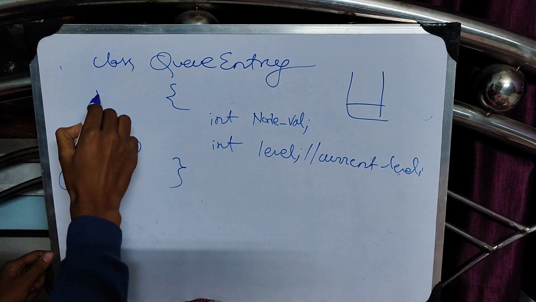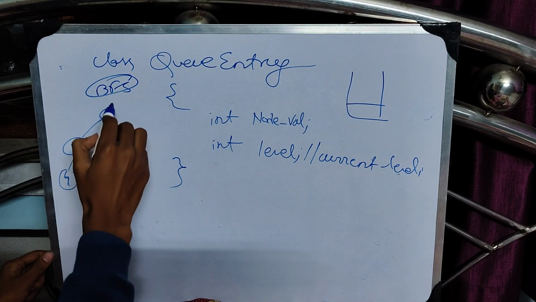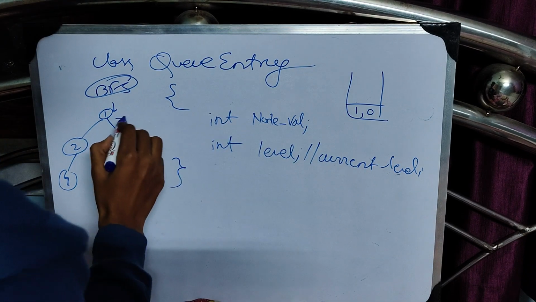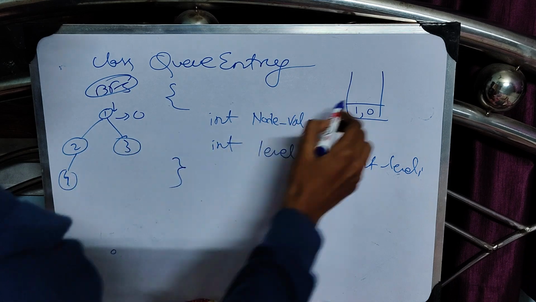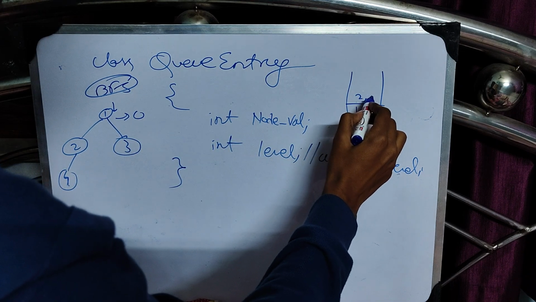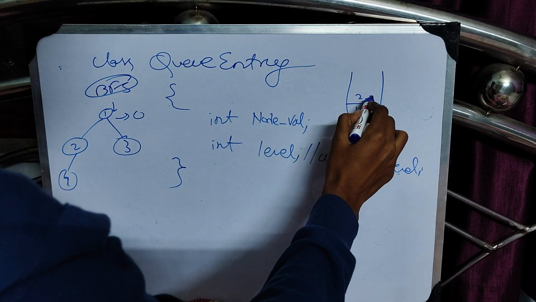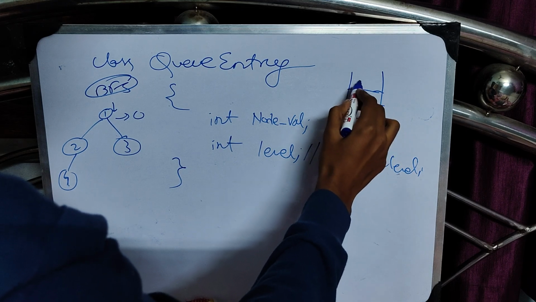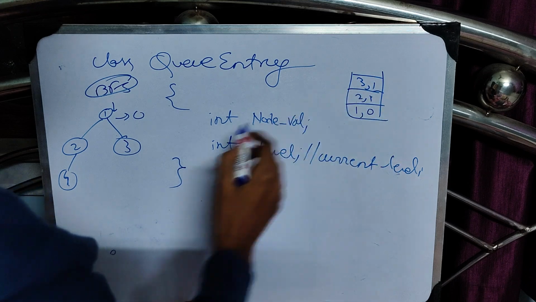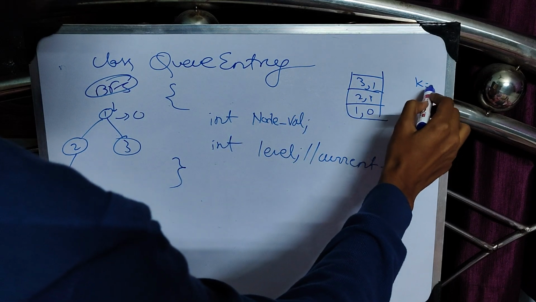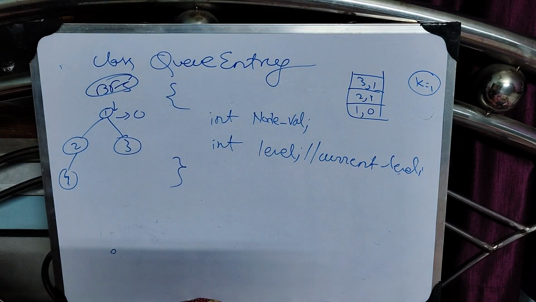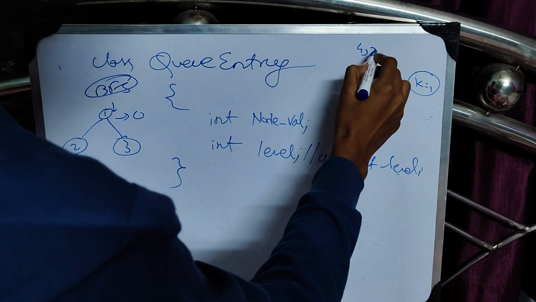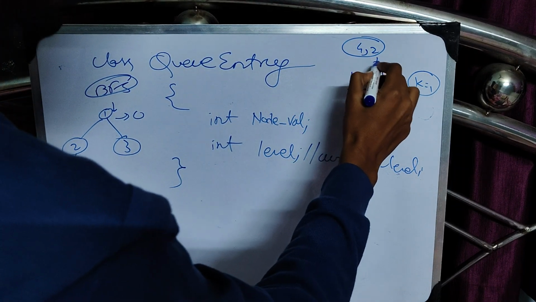First of all, we are doing breadth first search, right? First of all it will go to 1 and the level is 0, then it will go to 2 whose level is 1, then it will go to 3 whose level is 1. Suppose k is equal to 1, so we need to travel up to level 1. So as soon as 4 is encountered with level 2, we will break the loop.